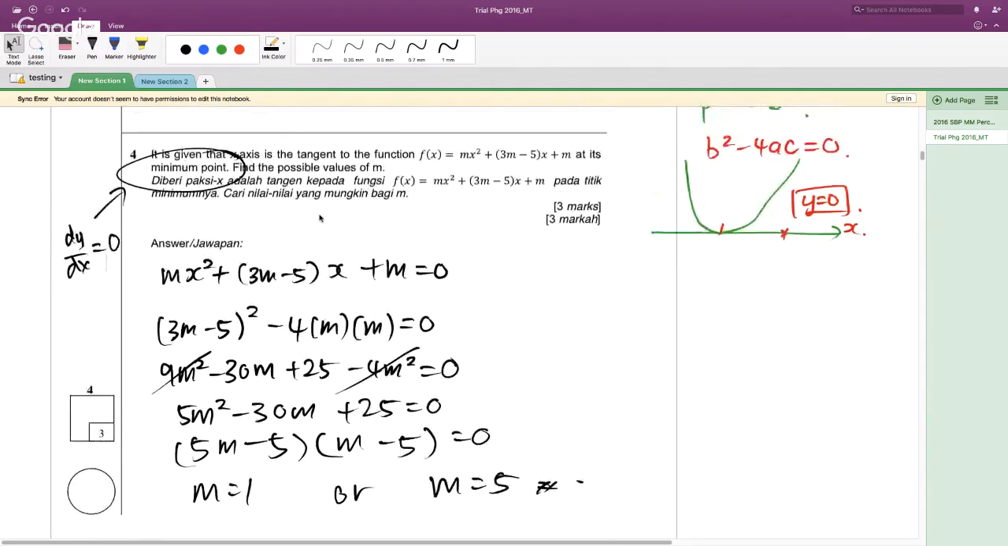You just need to understand that whenever tangent is a very important keyword here, it is trying to tell you b squared minus 4ac equals 0. Okay?